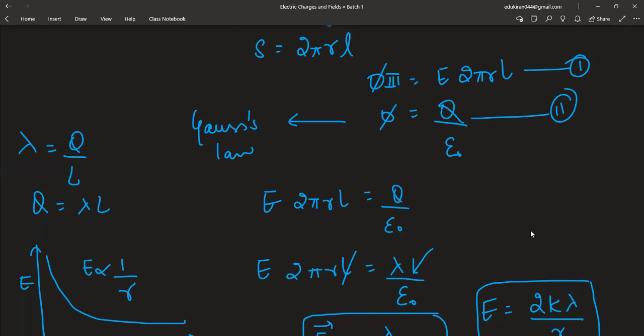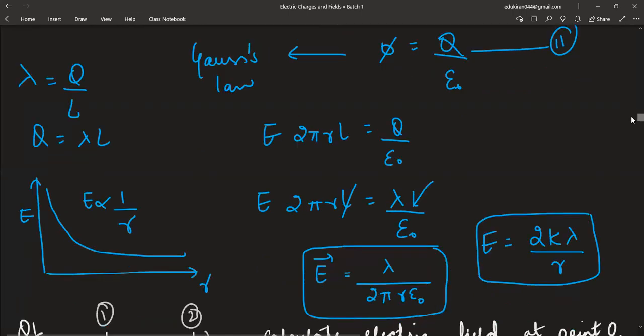Ma'am, I have a doubt. If we use the formula 2k lambda by r, can we take k's value as 9 into 10 to the power 9? Yes, if it is given in the question and if it eases your answer. Because see, you will check which one is better. If you think the radius is mentioned and k, using k, why have I told you this? Because this helps in calculation. Otherwise, writing 2, multiplying it with pi, then multiplying it with the value of epsilon naught, that lengthens your answer.